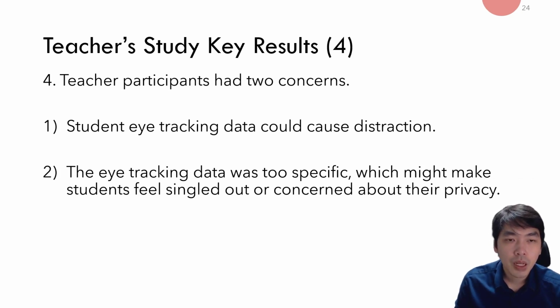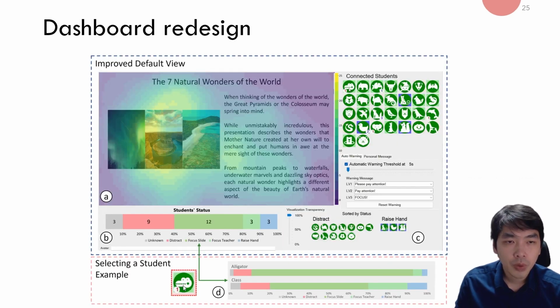First, student eye tracking data could cause distraction, since there is too much and it moves too quickly. Second, the eye tracking data was too specific, which could cause students to feel singled out or concerned about their privacy. Therefore, we redesigned the dashboard to help smoothen out the eye tracking data movement and reduce distraction. Please see our paper for more information.